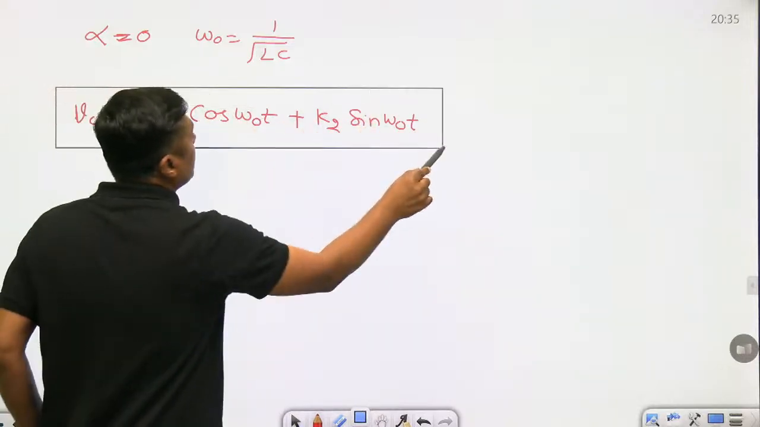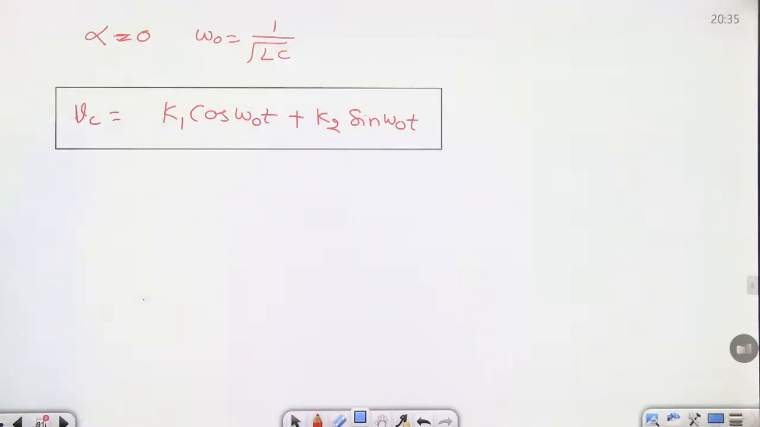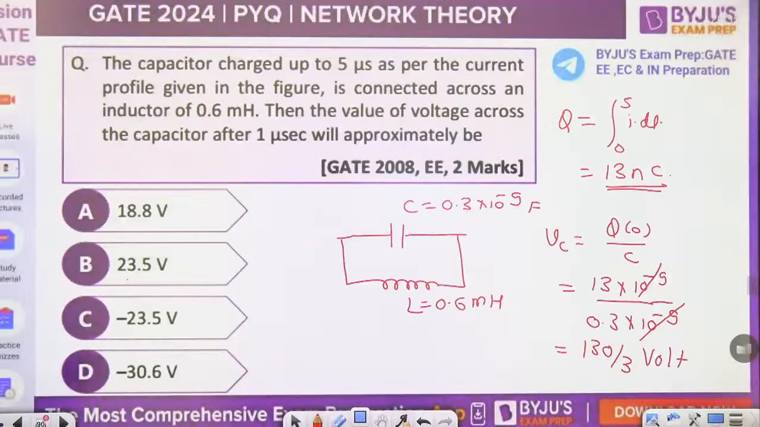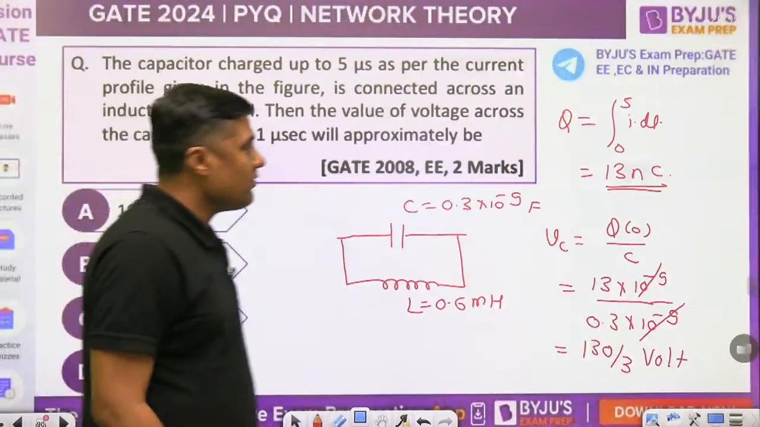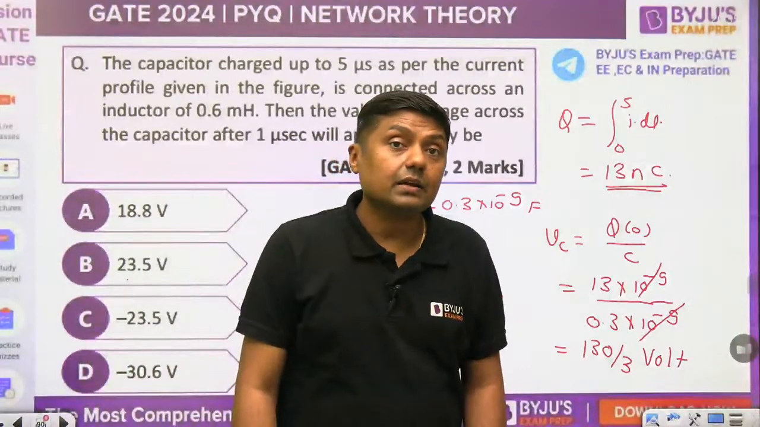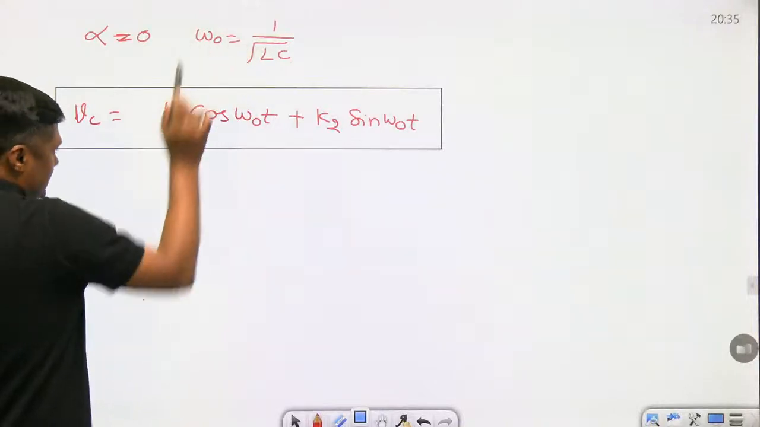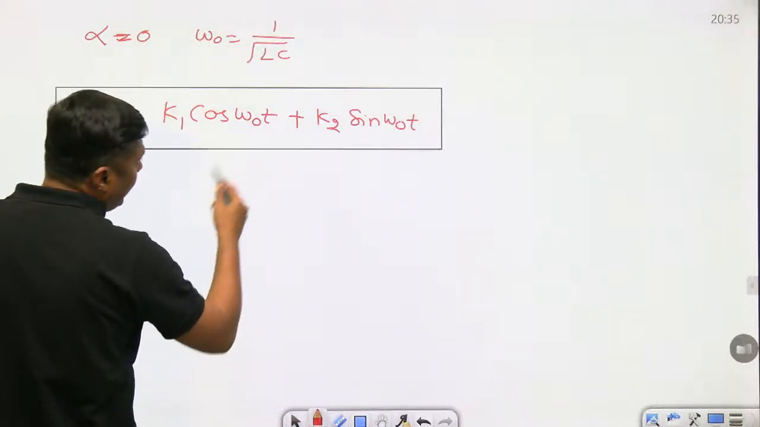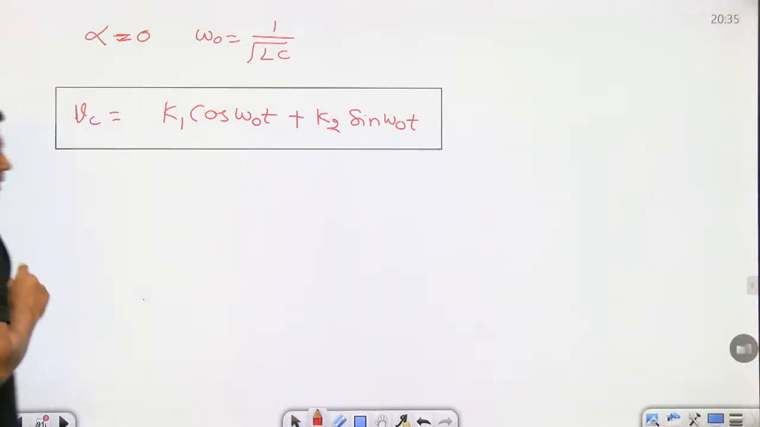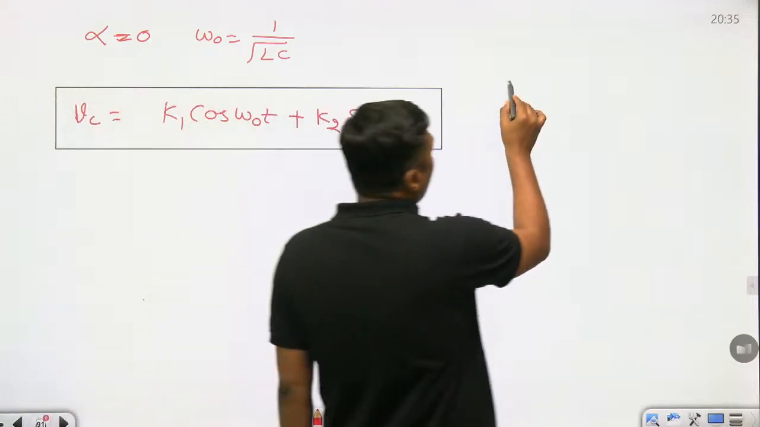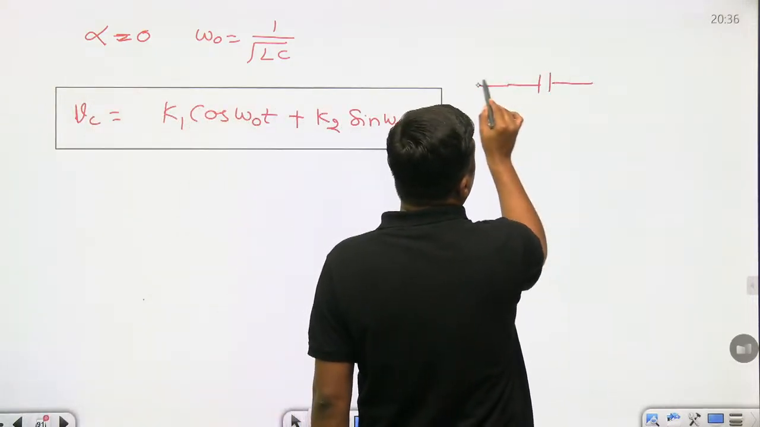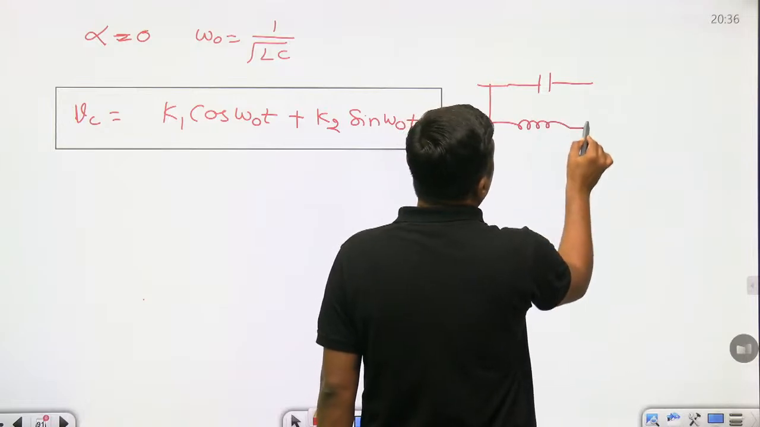Now, K1 cos of omega naught t plus K2 sin of omega naught t. What is asked here? What is the value at 1 microsecond? Find the omega naught first of all, 1 by root over LC. Then how can we find the value of K1 and K2? Remember, a capacitor does not allow sudden change of voltage and an inductor does not allow sudden change of current.